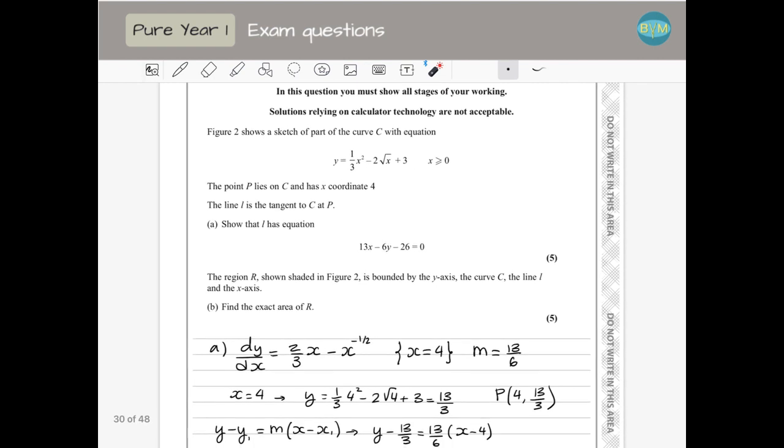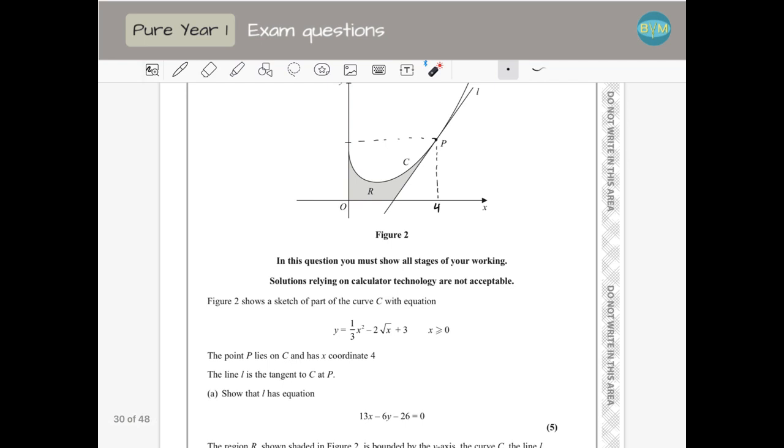Then they say the region R, shown shaded in figure 2, is bounded by the x-axis, the curve, and the line. Find the exact area of R. So we know if we integrate the curve between 0 and 4, we are going to find all the area below the curve, all this area. So R is going to be all that area minus this triangle here. We can always do that.